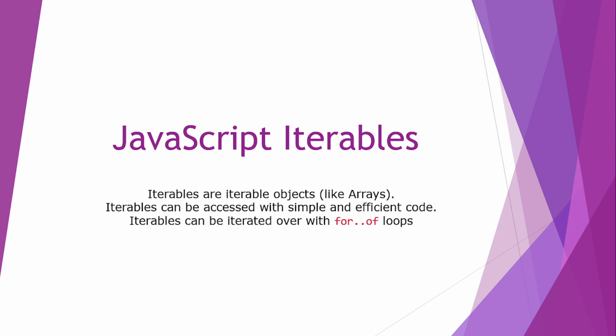Iterables can be accessed with simple and efficient code. Iterables can be iterated over with for of loop. We can access iterable with the help of for of loop. By using just a simple code like for of loop, we can access iterables. It's just like arrays or any iterable object.